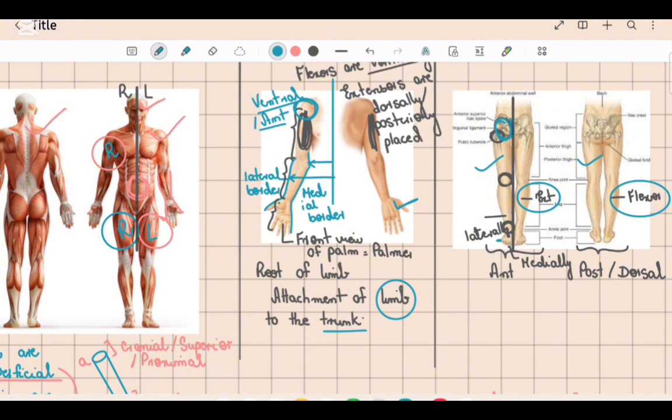Same in the case of the muscles. The flexor compartment muscles in the case of the upper limb lie anteriorly, and the extensor compartment muscles lie posteriorly, whereas the opposite is the case in the lower limb. That is, the extensor compartment muscles lie anteriorly, whereas the flexor compartment muscles lie posteriorly or dorsally.